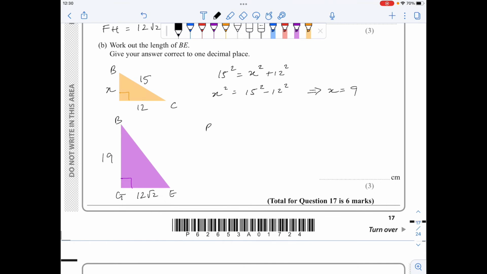And then for B, I'm going to use Pythagoras again. So I've got 19 squared plus 12 square root of 2 squared. BE comes out to be 25.5 centimeters.